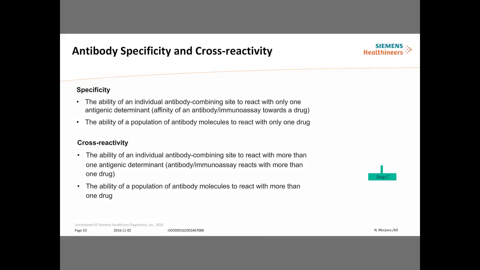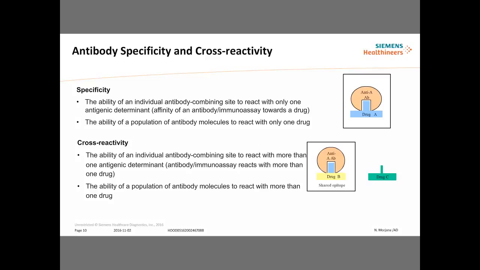Antibody specificity and cross-reactivity. Antibody specificity is the ability of the individual antibody to react with specific drugs, or the ability of a population of antibodies to react with only one drug, so more specific to a certain drug, and it has the ability to distinguish between a targeted drug and structurally related drugs. In this case, you see on the top here the kind of specificity.